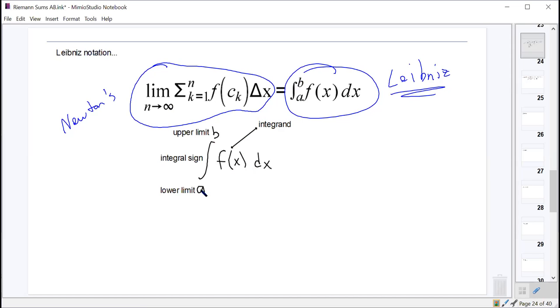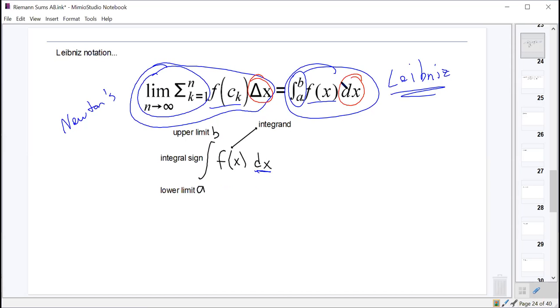It's got a lower limit, a, which is the beginning of our interval. It's got an upper limit, b, which is the end of our interval. It has the function inside of it, which we call the integrand, and it has this little dx there also. And so we're going to talk about what all those things are and how they match up. So first off, the limit of the summation is just this integral from a to b. Okay? And then f of c sub k is just the f of x.